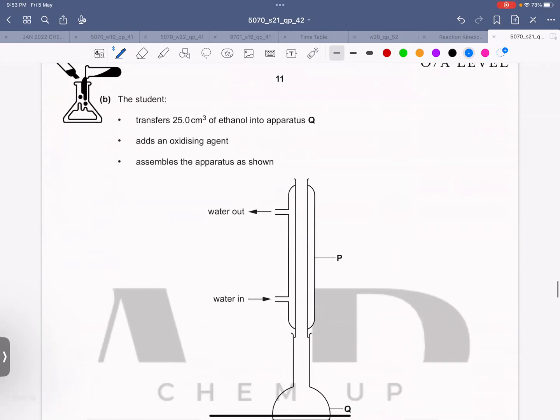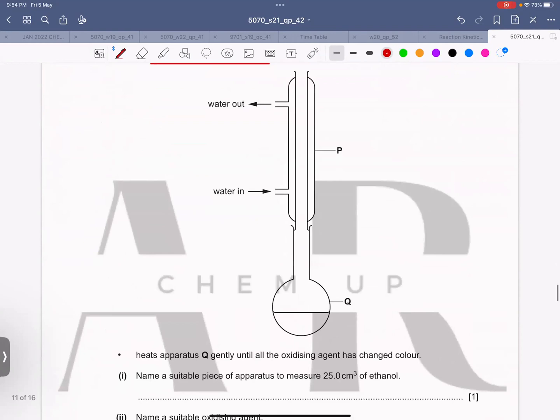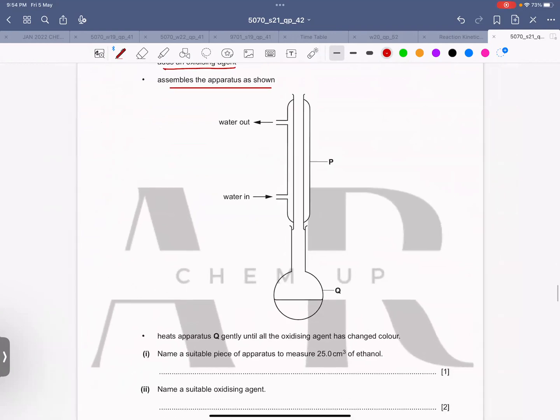Then the student transfers 25 centimeter cube of ethanol into the apparatus Q, adds an oxidizing agent, assembles the apparatus as shown. So the condenser is placed vertically. Heats apparatus Q gently till all the oxidizing agent has changed color.